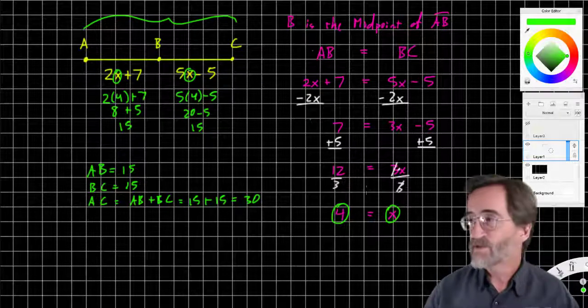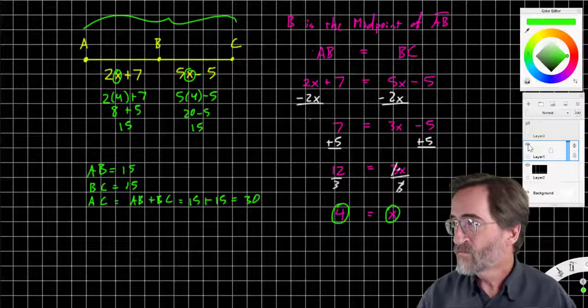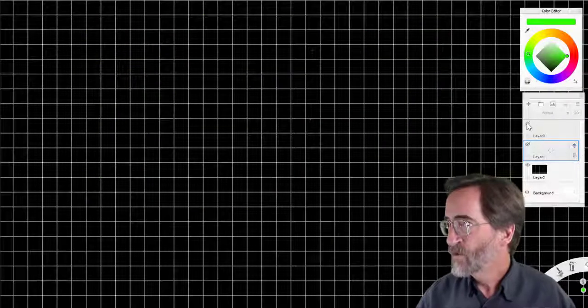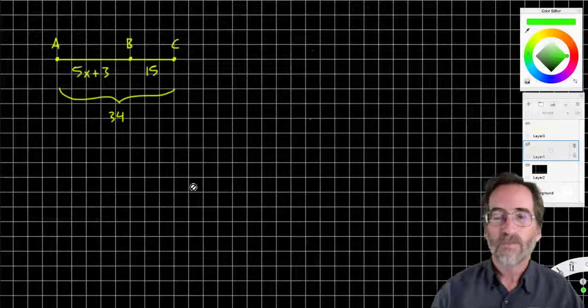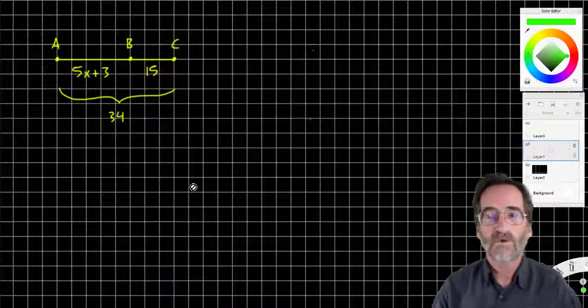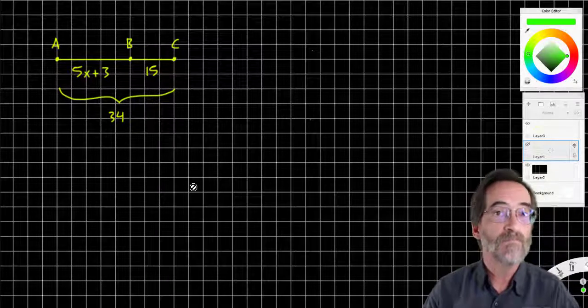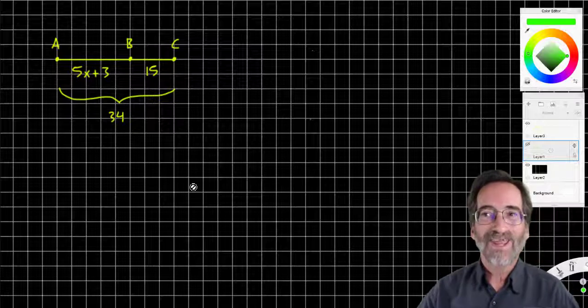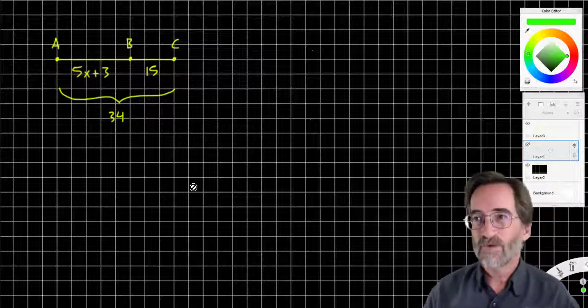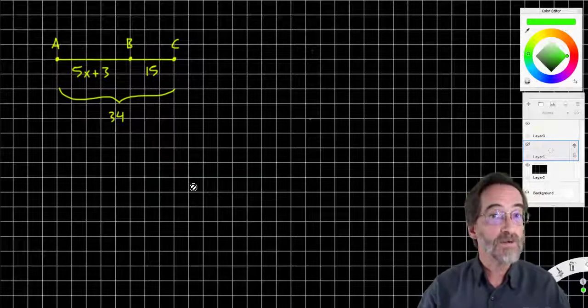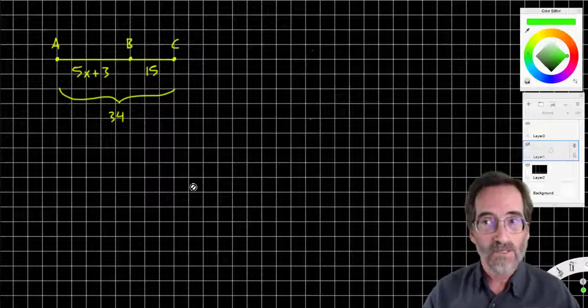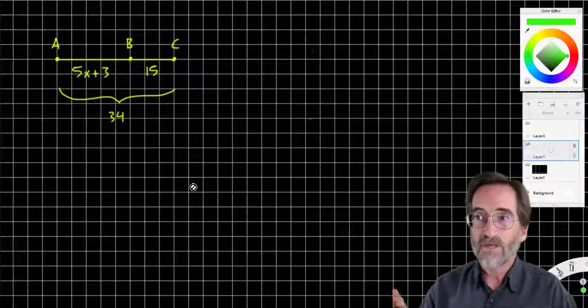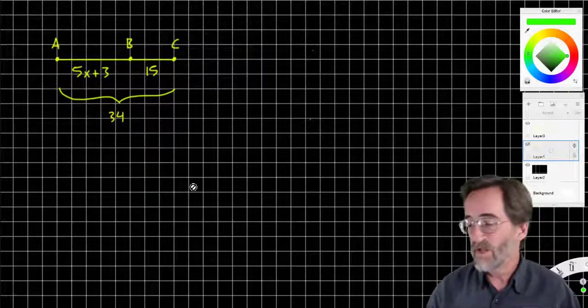All right, let's go to the second problem here. Now in this particular problem, you'll notice that B is not the midpoint of AC. It's not in the middle, so I can't say AB equals BC, but I am told what the total length of AC is. I'm told, give an expression for AB, an expression for BC, and an expression for AC.